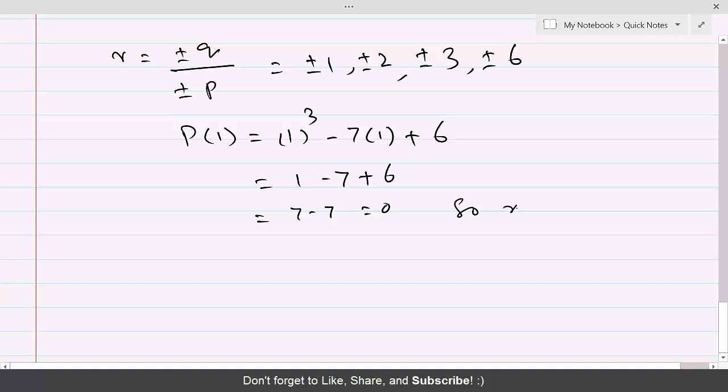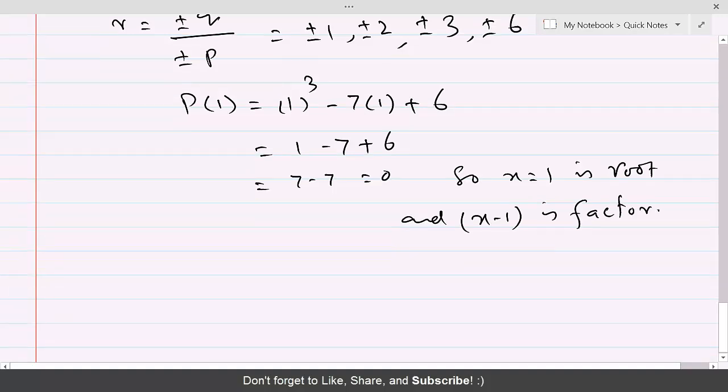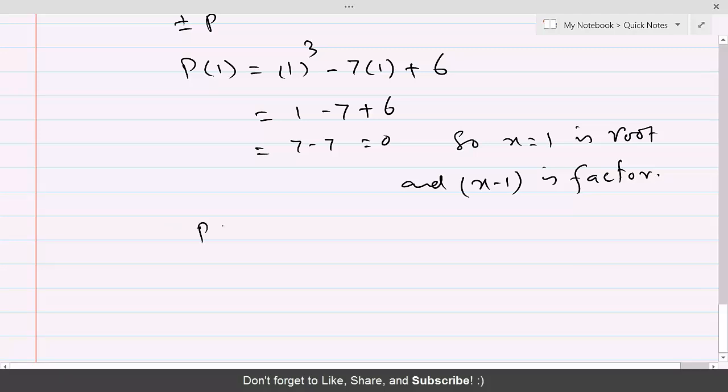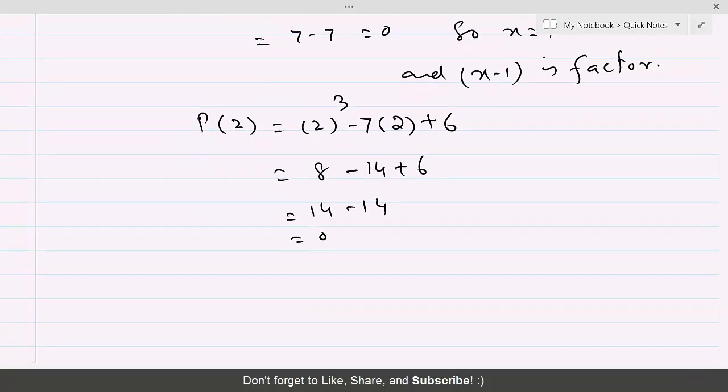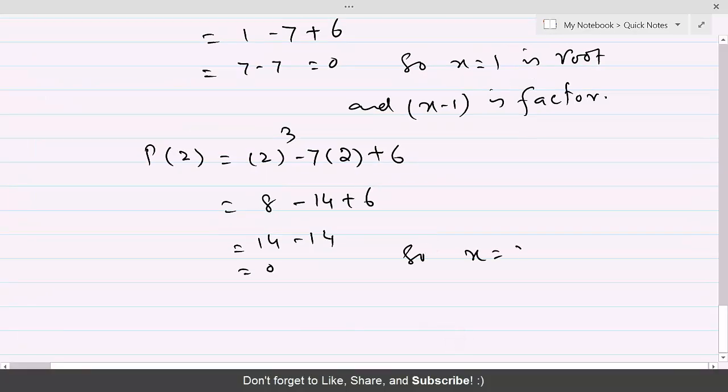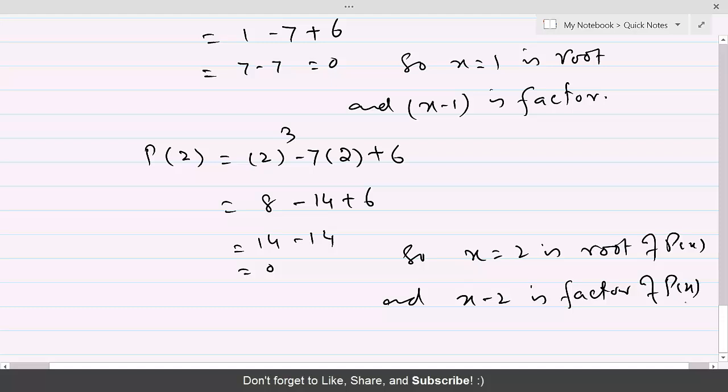So x equal to 1 is a root, and x minus 1 is a factor. So we have got one factor. Let's try to find another one. Similarly, let's try p of x equal to 2 now, and that would be 2 cube minus 7 times 2 plus 6, and 2 cube is 8 minus 14 plus 6, and this is 14 minus 14, which is equal to 0. So x equal to 2 is a root of p of x, and x minus 2 is a factor of p of x. So we have found another factor.